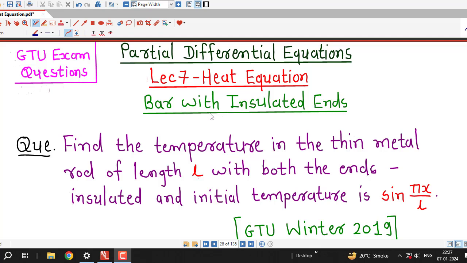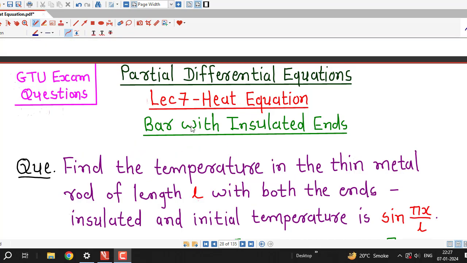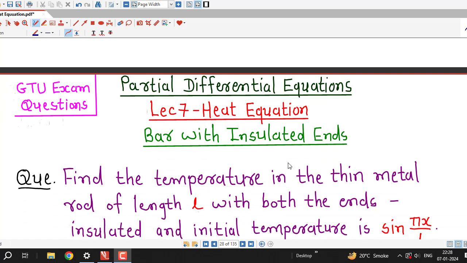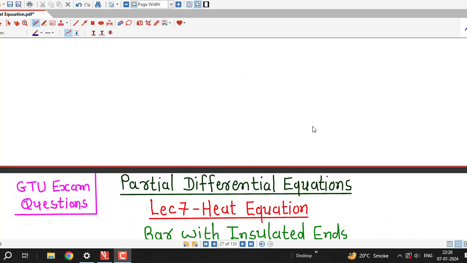Hello friends, I welcome you in lecture number 7 on heat equation. In the previous lecture we discussed how to obtain the solution of heat equation in which the boundary conditions are given that temperature gradient is 0 at both the endpoints. That is how to obtain the solution of heat equation if we have this type of boundary conditions.